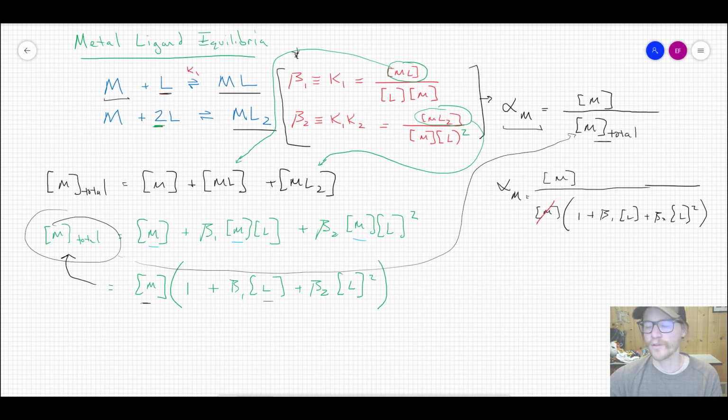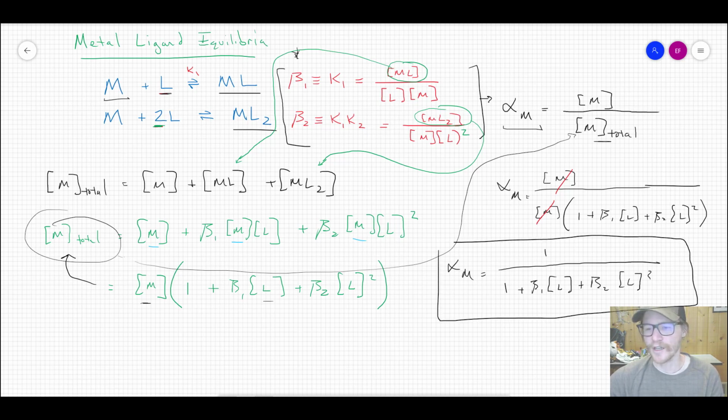That M goes away, and we're left with the final form of alpha M, where alpha M is going to be 1 over 1 plus beta 1 L plus beta 2 L squared. So this would be the generic alpha fraction of unbound M. That's what this means. So unbound, it's just floating around, hanging out, happy in solution. It's not complexed by anything.